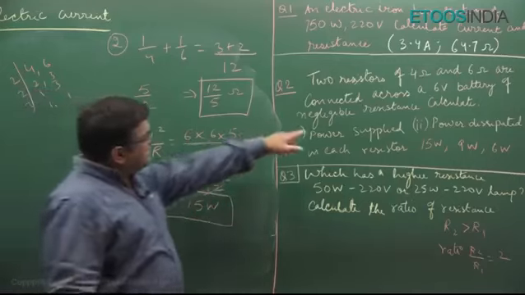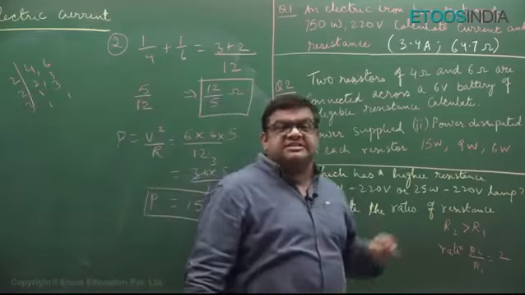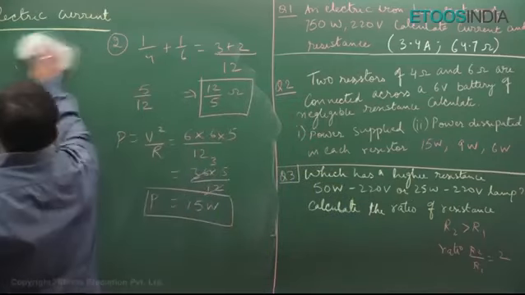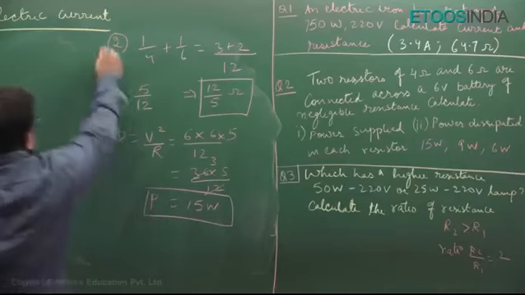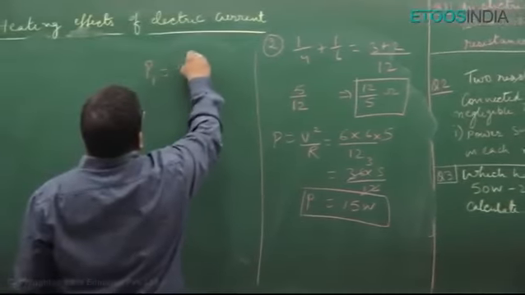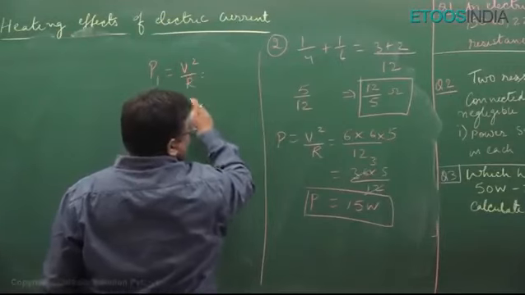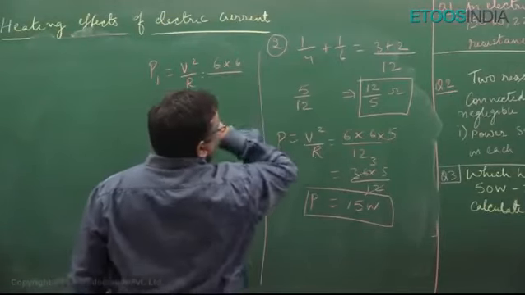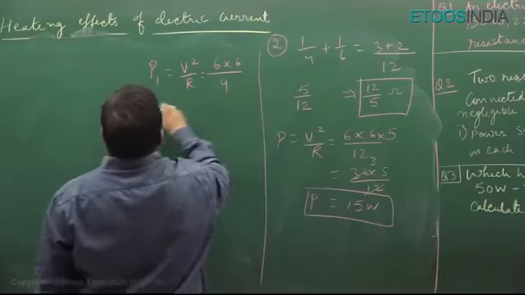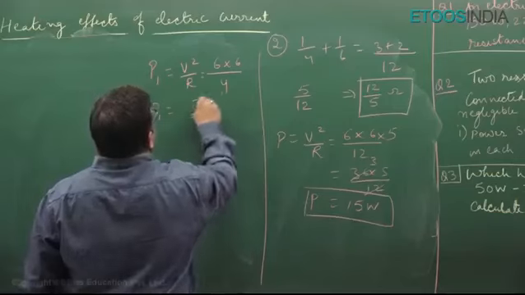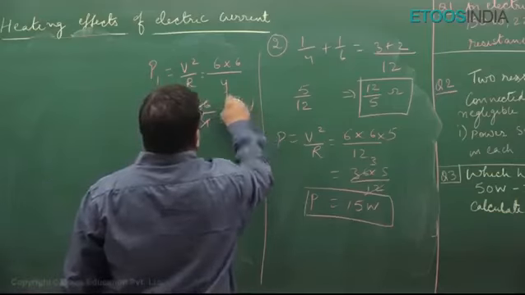Now what he has asked is power dissipated in each resistor also. So that can be easily calculated by simply putting it again, that is P1 is V square upon R. What is V? It is 6 into 6 upon, and what is R here? 4. So the answer will be 36 upon 4, that is 9 watts.